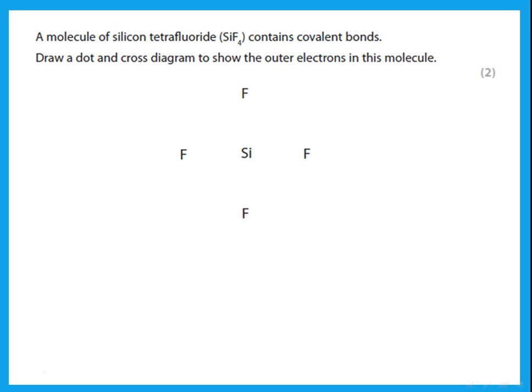A molecule of silicon tetrafluoride contains covalent bonds. Draw a dot and cross diagram to show the outer electrons in this molecule. Again, you look at the periodic table, you look for silicon, and you find it is in group 4. That means it has 4 electrons in its outer shell, and that means it needs 4 more. Now, each fluorine has 7, and it needs only 1 more.